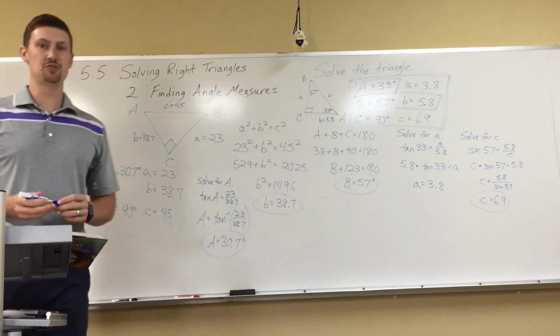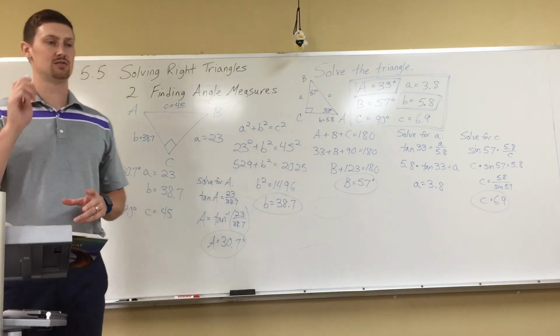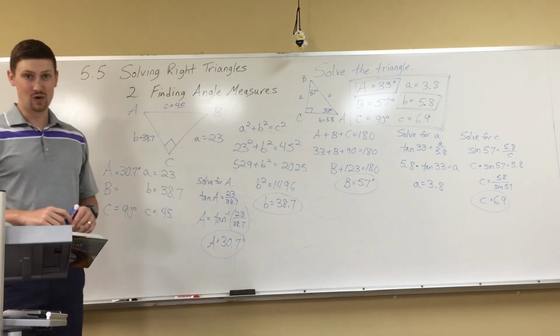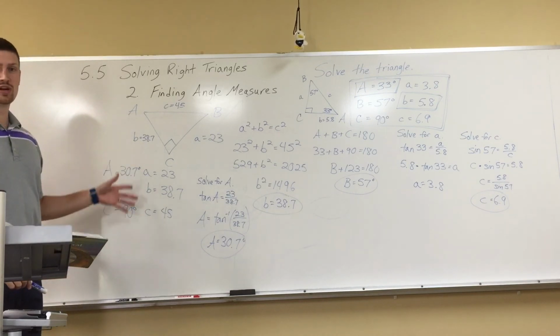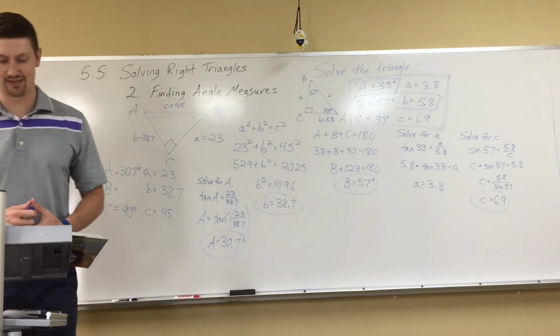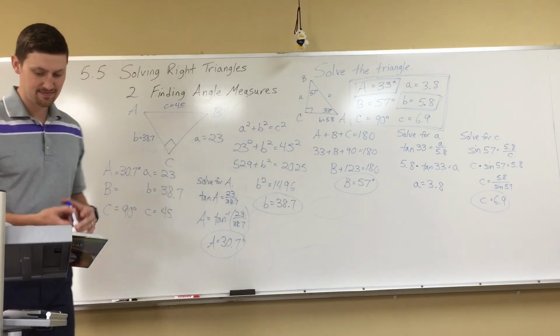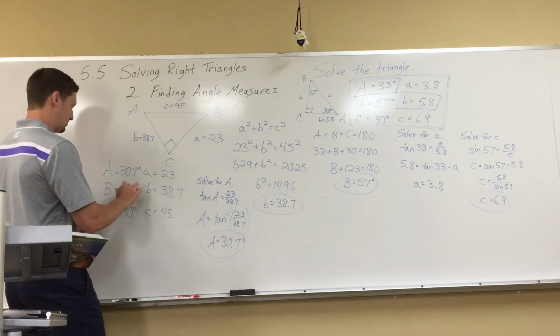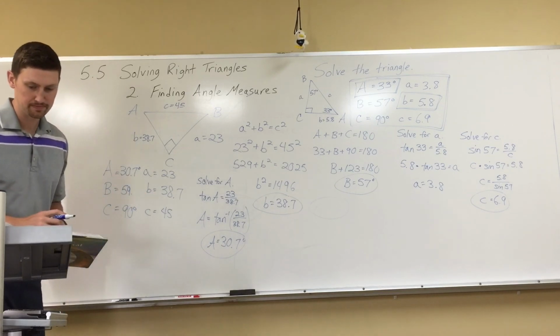All right, do we have to use sine, cosine, or tangent for B? We could. Don't have to. Why not? Add and subtract from 180. 90 plus 30.7 is 120.7. Subtract that from 180, 59.2. Actually, sorry, 59.3.